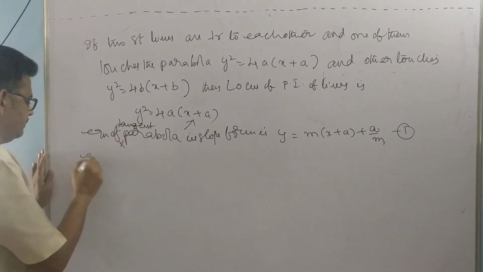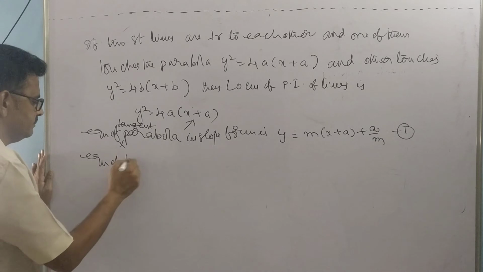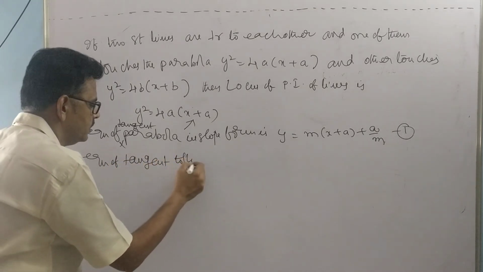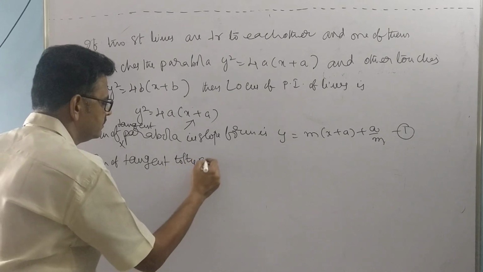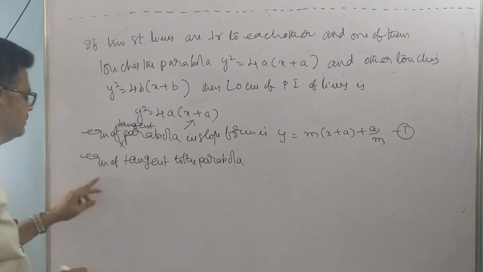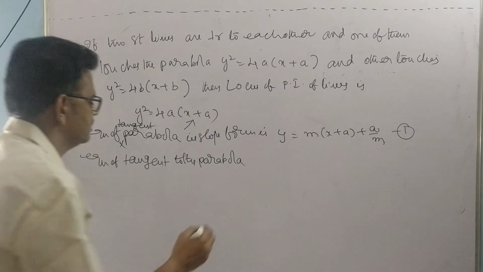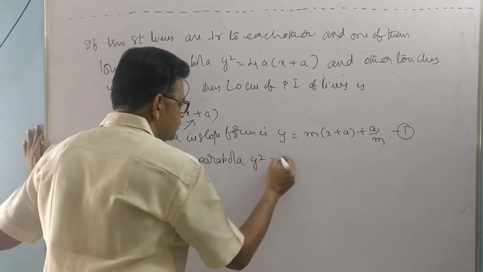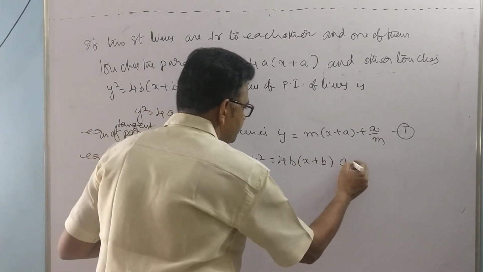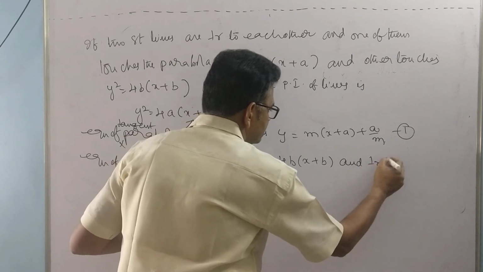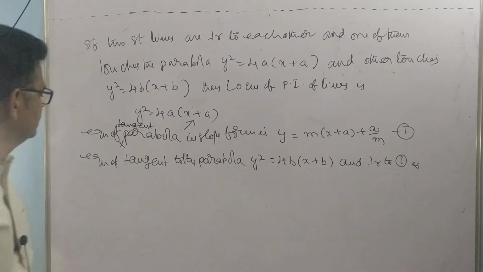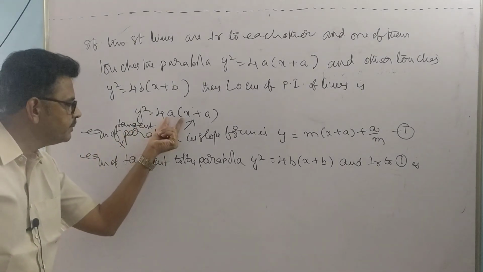Now the second one, equation of tangent to the parabola y square is equal to 4b into x plus b, and perpendicular to the first one. So this is the equation of tangent to this parabola in slope form.